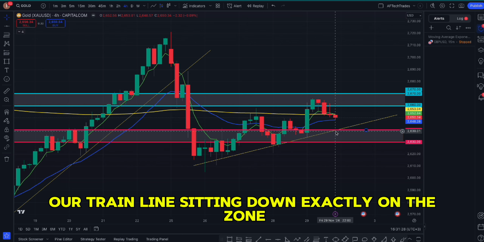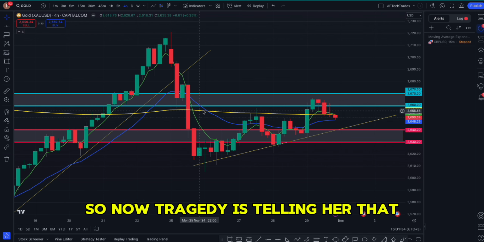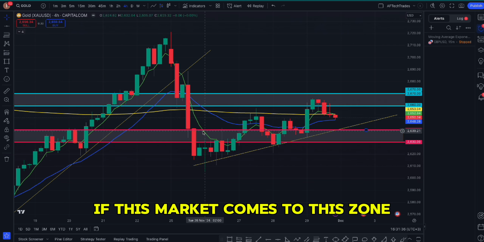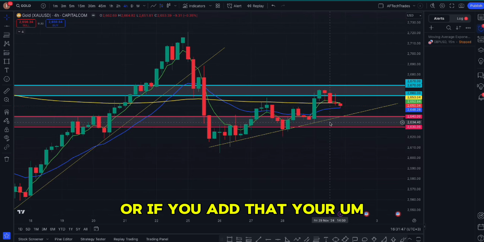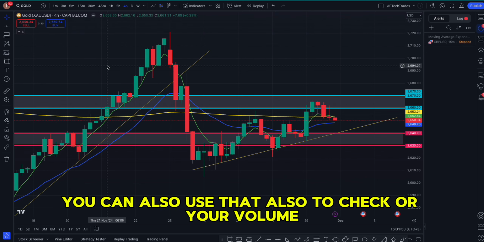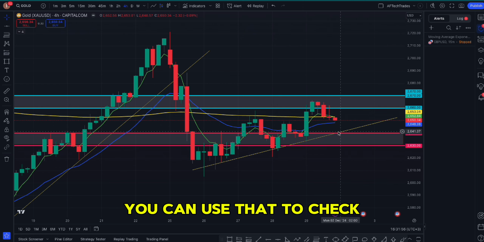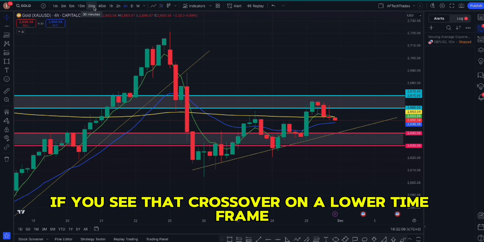So now ChatGPT is telling us that if this market comes to this zone, and we see a crossover of these two moving averages we added, or if you added your fib, your RSI, you can also use that to check, or your volume. But for this video, we're using the moving averages. So once it gets to this side, check your moving average. If you see that crossover, you step down to a lower time frame, let's say 45 or 30 minutes, for example.